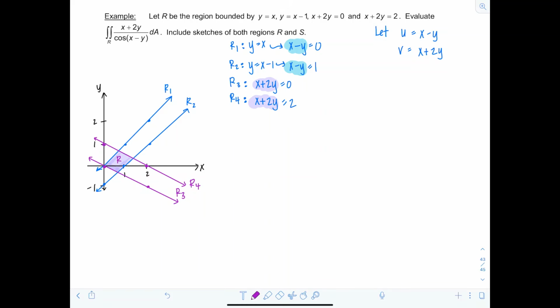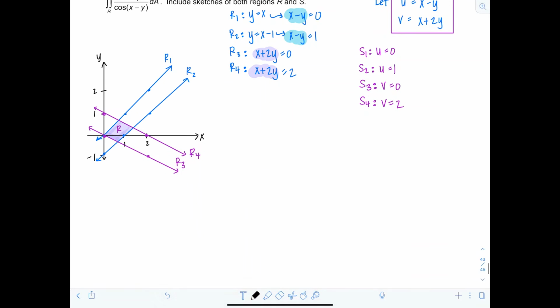Here's R. So let's change it into something nicer in the UV plane. We already picked our transformation. Looks good. Let's figure out what each of the boundary equations are going to be for the region S in the UV plane. So S1 would translate to u equals 0. S2 would be u equals 1. S3 would be v equals 0. And S4, v equals 2. So we're going to get a nice little rectangle. What more could we ask for?